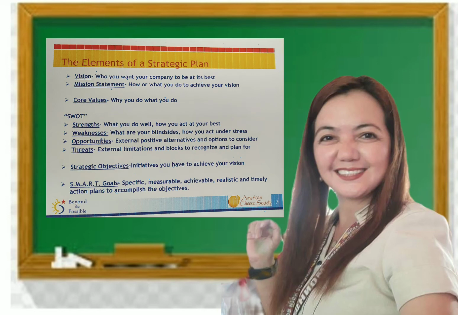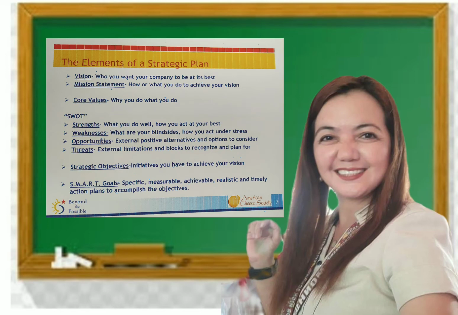Opportunities, external, positive, alternatives, and options to consider. So, unsa may mga oportunidad nga inyo ang ma-contribute sa inyo ang business. The threats, external, limitations, and blocks to recognize and plan for. Unsa may babag sa inyo ang business, no? So, you have to recognize it. That is what we call SWOT.